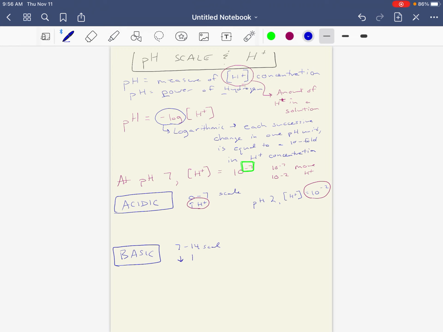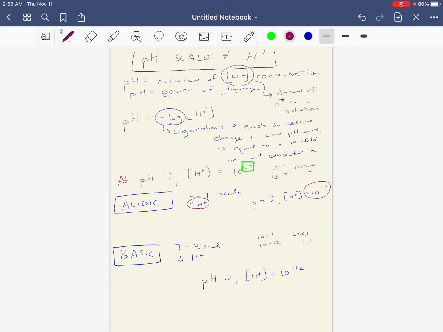Versus if we have something that's basic or alkaline. The basic is represented at the higher end of the pH scale, and it is on that higher end because there's less hydrogen ions. So now our example might be a pH of 12. It's pretty high. At a pH of 12, our hydrogen concentration in a solution will be equal to 10 to the negative 12. Compared to our baseline at neutral, where we had 10 to the negative 7, now we've become more negative.